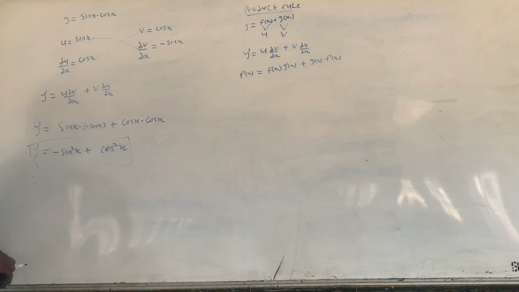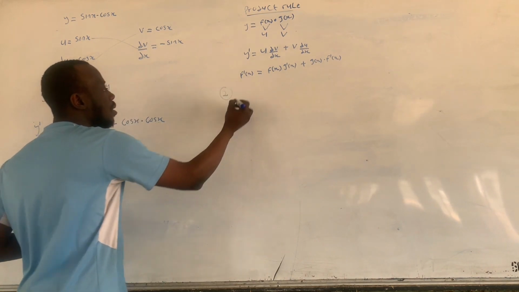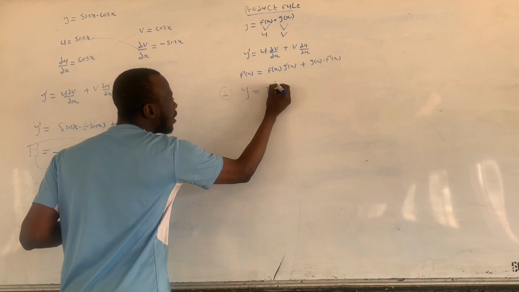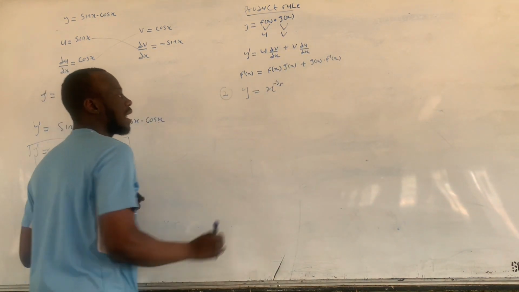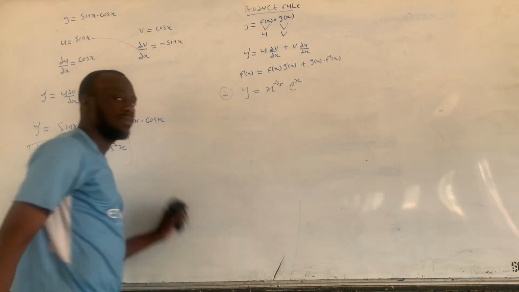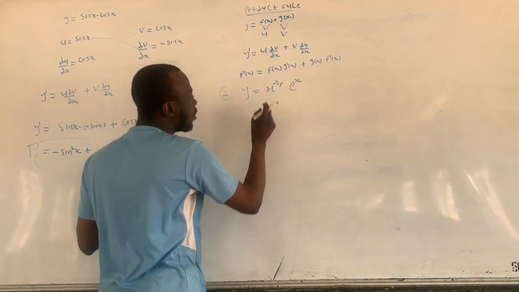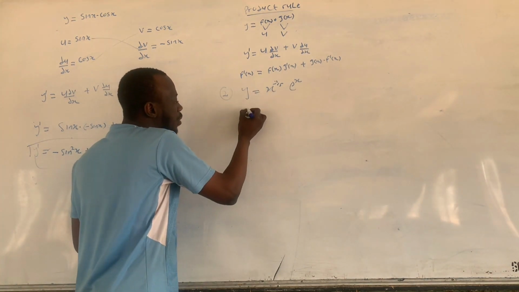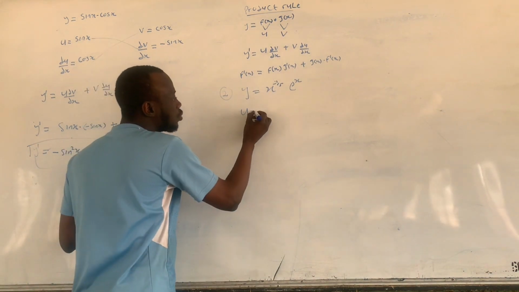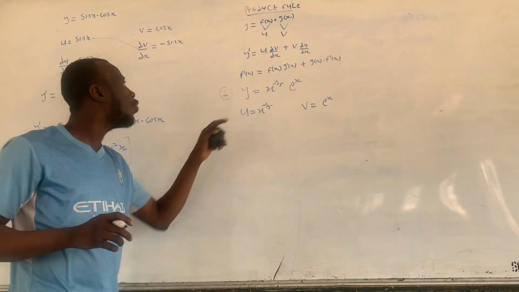So now, let's solve another question, question 2. If y equals x to the power of minus 1 over 5 times e to the power of x. So now, you see, this question is essentially that we multiply this by this. Meaning that our u, the first one, equals x to the power of minus 1 over 5. So the same rule says x to the power of n differentiates to n x to the power of n minus 1.